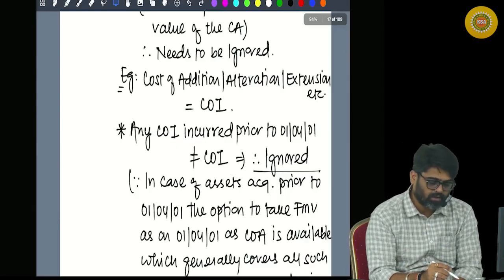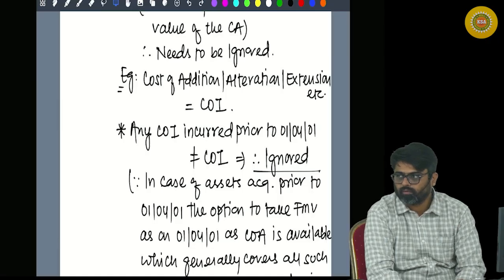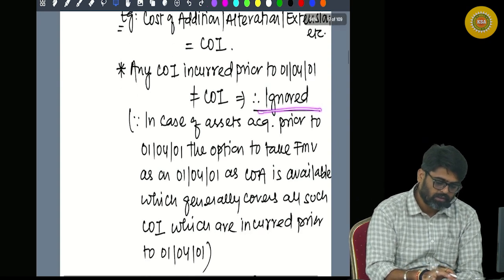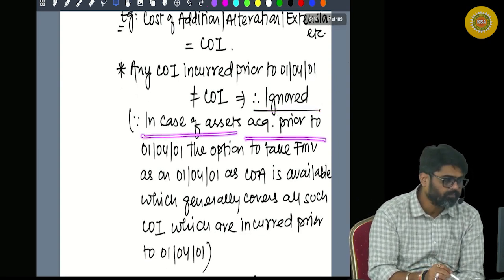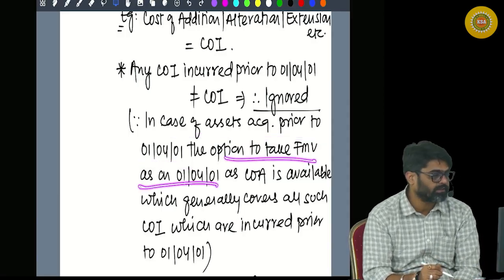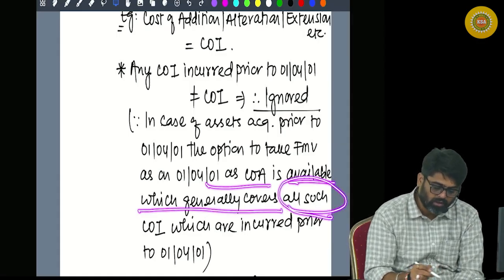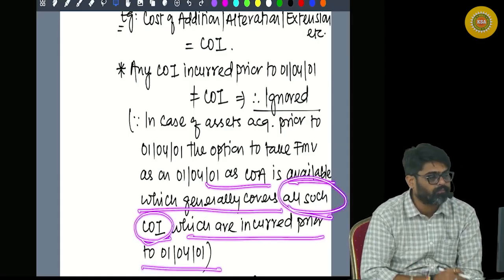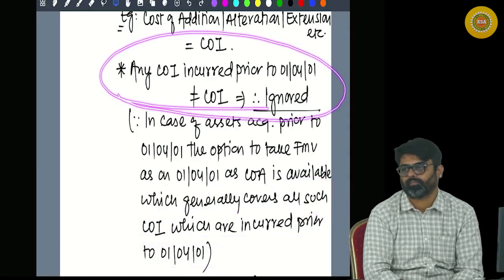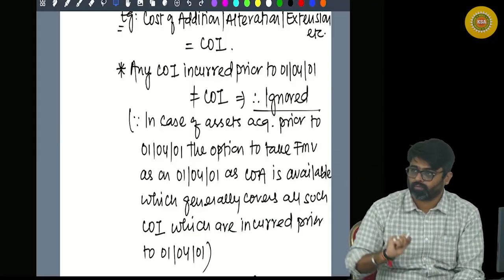Now see, any cost of improvement which you incur prior to 1/4/2001 will not be treated as cost of improvement. It has to be ignored. In case of assets acquired prior to 1st April 2001, the option to take fair market value as on 1st April 2001 as cost of acquisition is available, which generally covers all such cost of improvement incurred prior to that date. That is the reason why the cost of improvement is ignored if you acquire the asset prior to 1st April 2001.